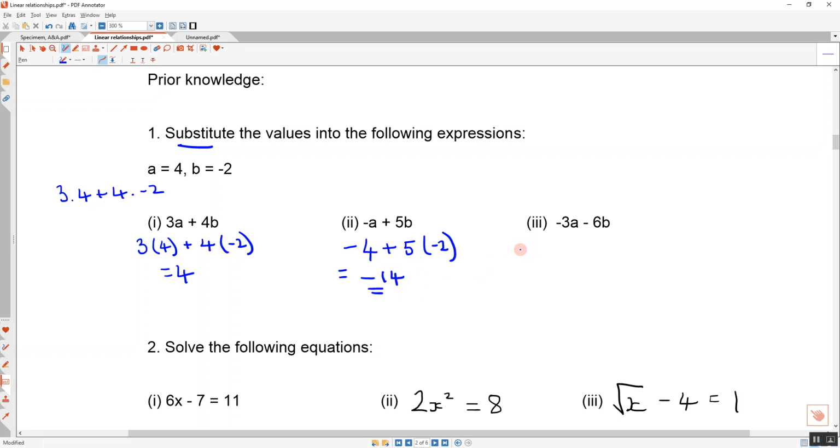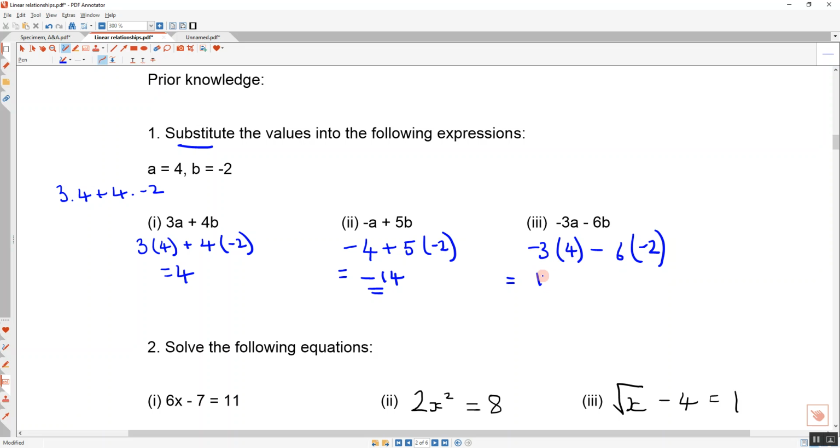All right, and the last one, you need to be careful of your positives and negatives. We've got -3 multiplied by 4. We're taking away 6 times -2. Now, I'm going to work through this just to show, so we don't make any silly mistakes. So -3 times 4 is?